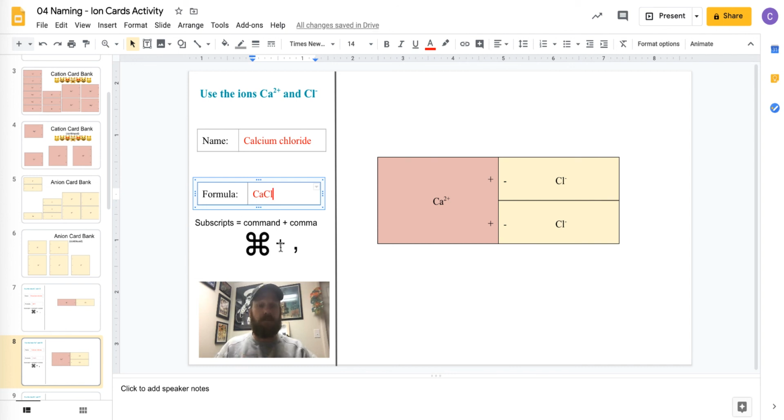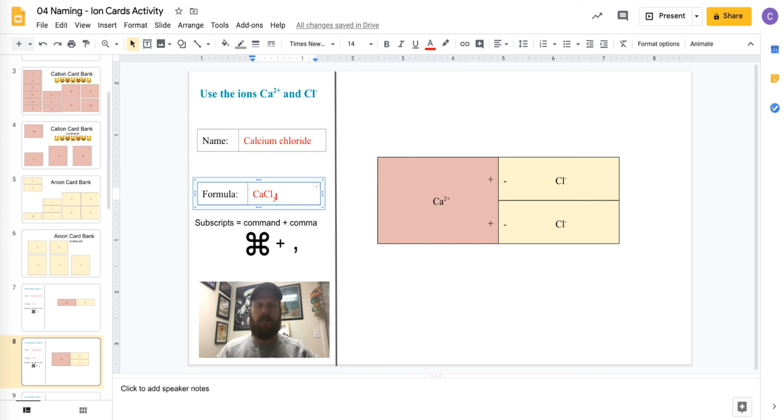To get a subscript, you do command, comma. If you do command, comma, that'll go to a subscript and you can put the 2 in there. I expect you to write subscripts, not just to leave it a regular size 2 after the formula. Slide 8 is now complete. That means you need to work through slides 9 through 18.